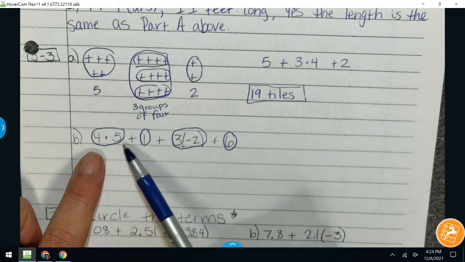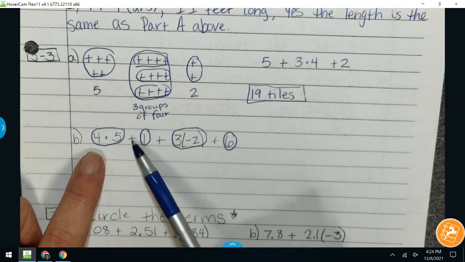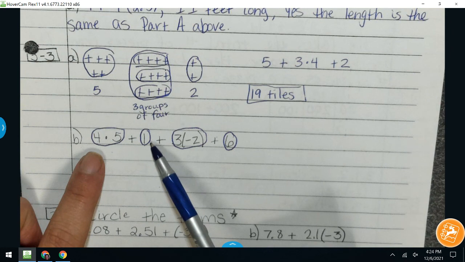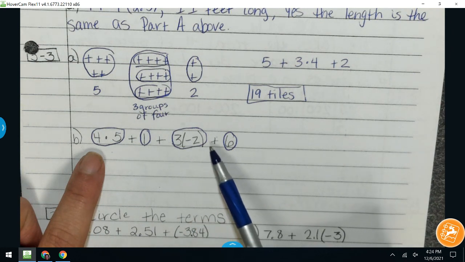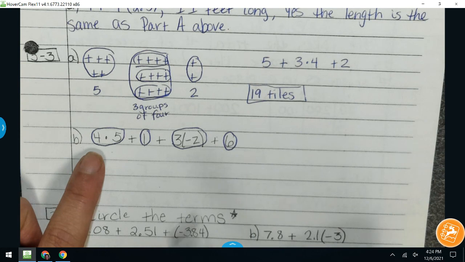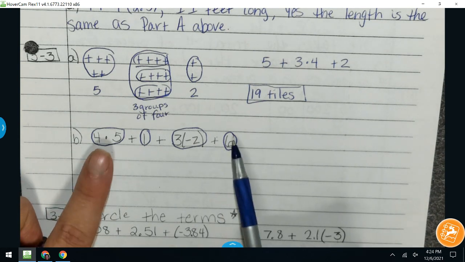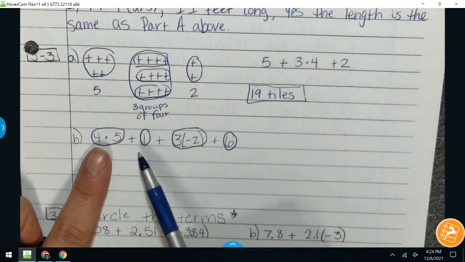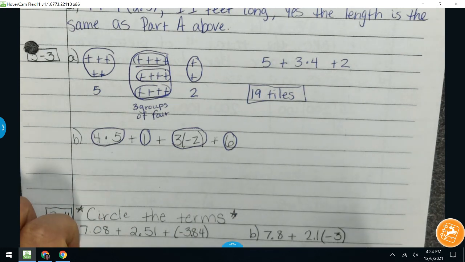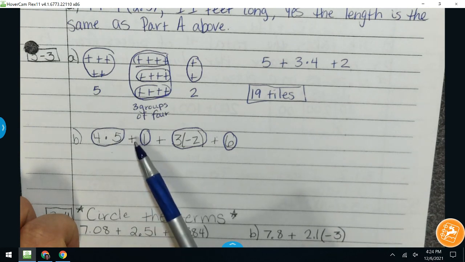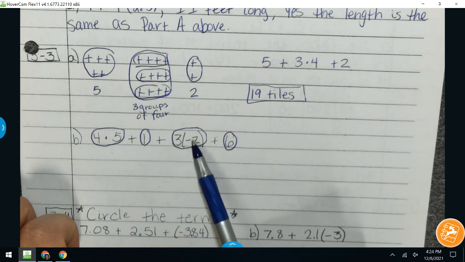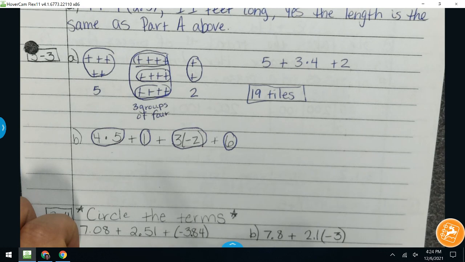So I have bread, addition, term, cheese, term, meat, term. Okay, so this is a sandwich. I have to have bread on both ends. And in between, I'm going to have all the meat and cheese in there. Okay. So again, my terms are separated by addition and subtraction signs, not negative signs. That's different. Okay.